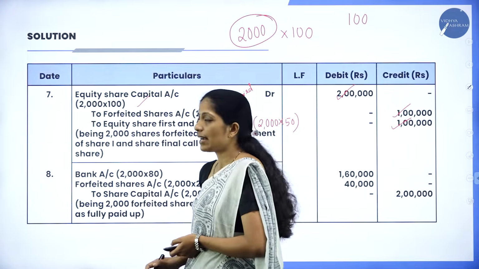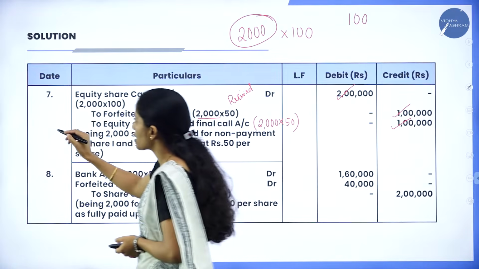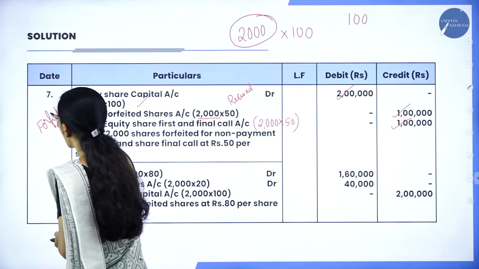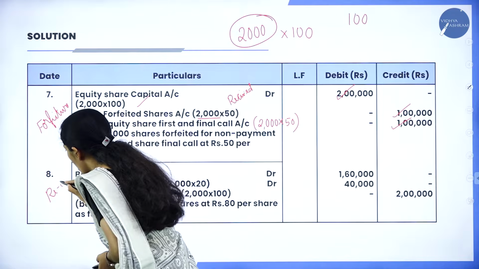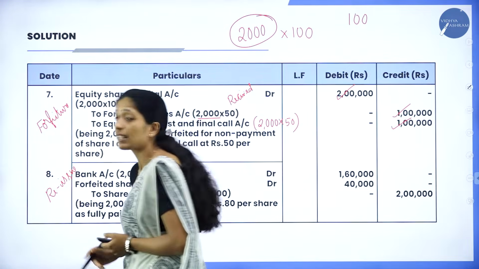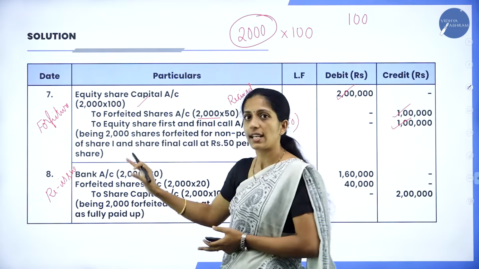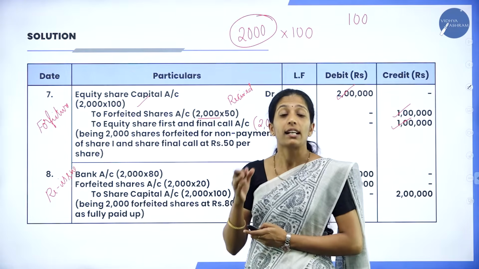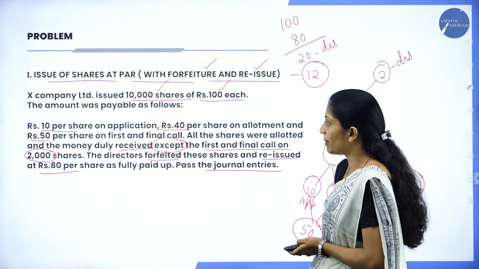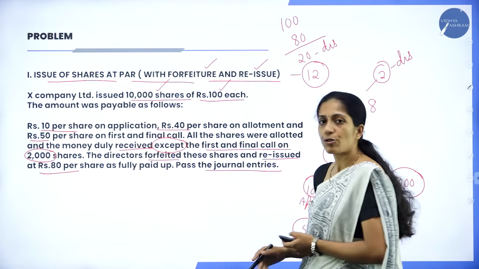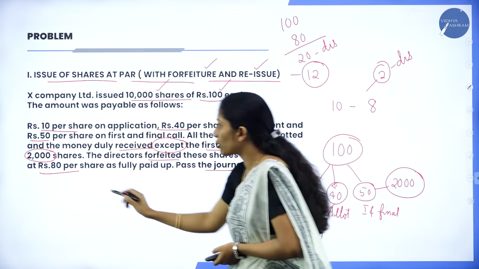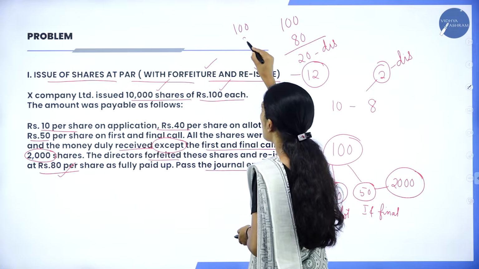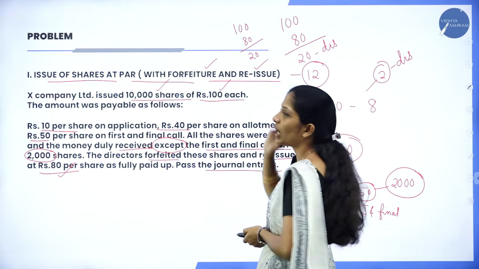Now coming to the next entry, for reissue. This entry is for forfeiture, and the next entry is for reissue. The directors have cancelled the shares. Again they have reissued those 2,000 shares at a discount of how much? That is 20 each. If you see the problem here, they have told that the directors forfeited these shares and reissued at rupees 80 per share. In the sense, the actual value was 100 rupees, they have reissued at 80. 20 rupees is the discount.